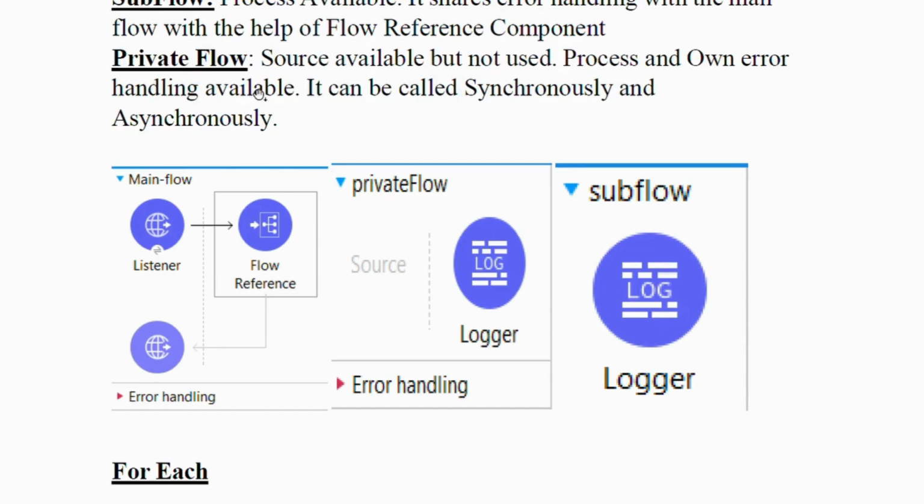Private flow. A private flow can be called synchronously or asynchronously. It has its own error handling but is not exposed to the consumer. See, source is available but not used, process and its own error handling are available. It can be called synchronously or asynchronously.